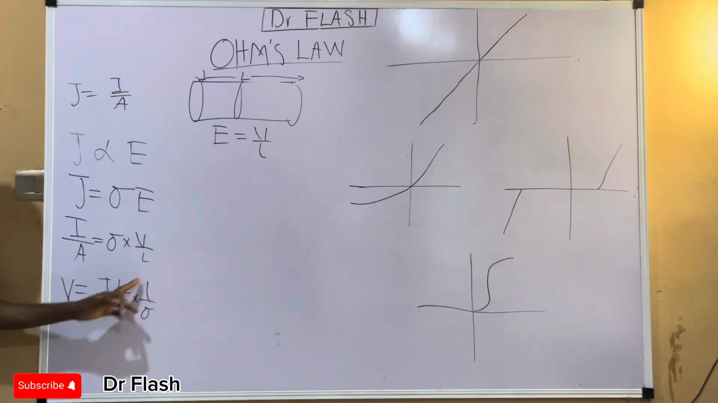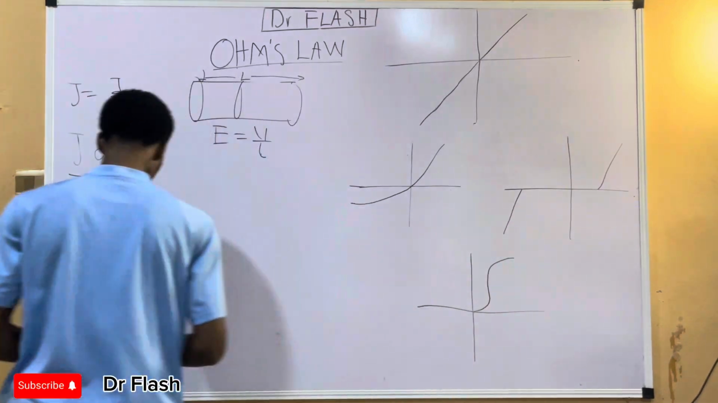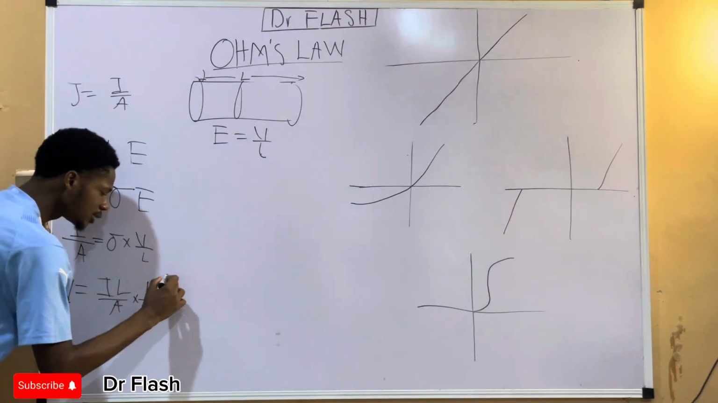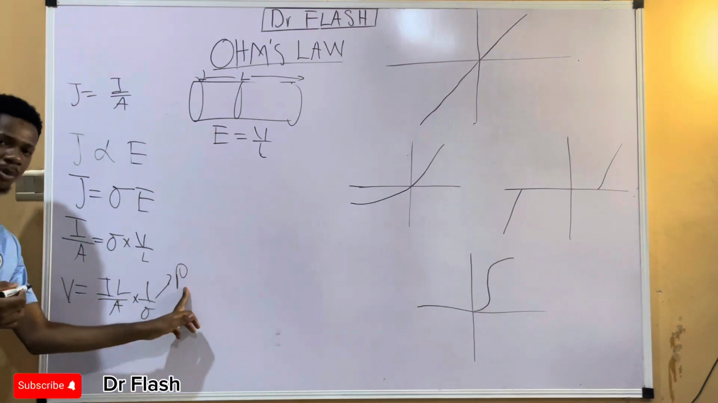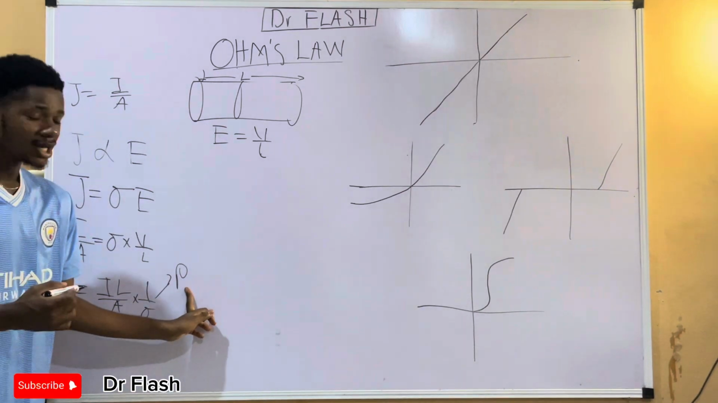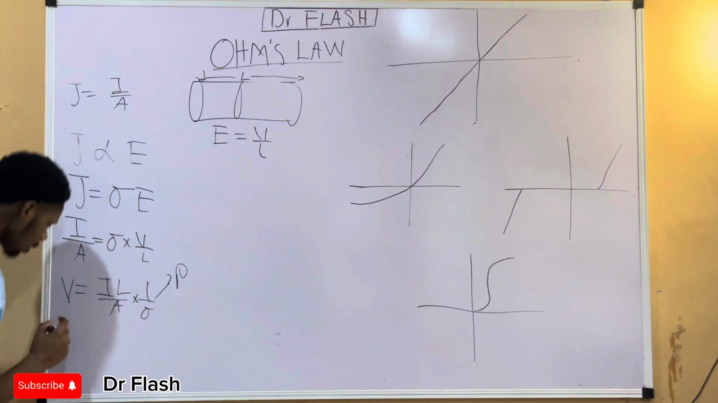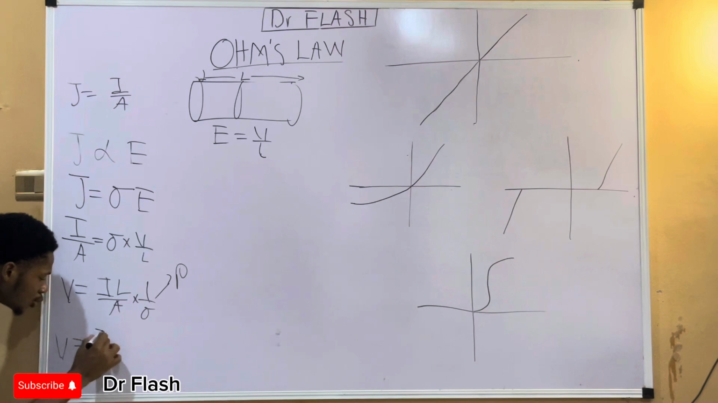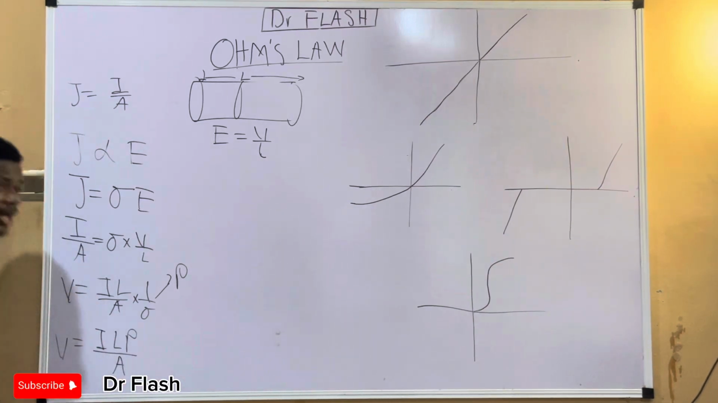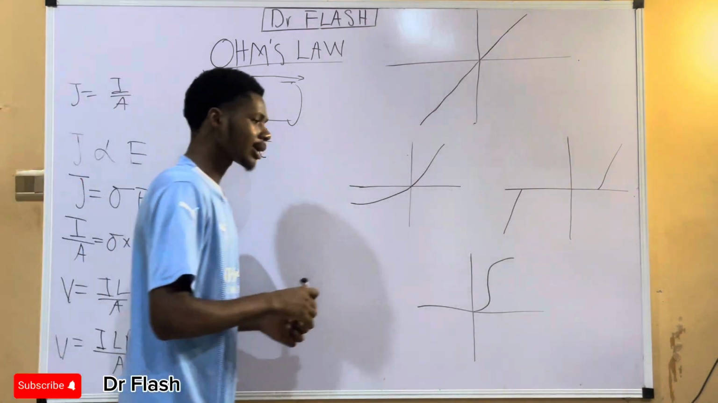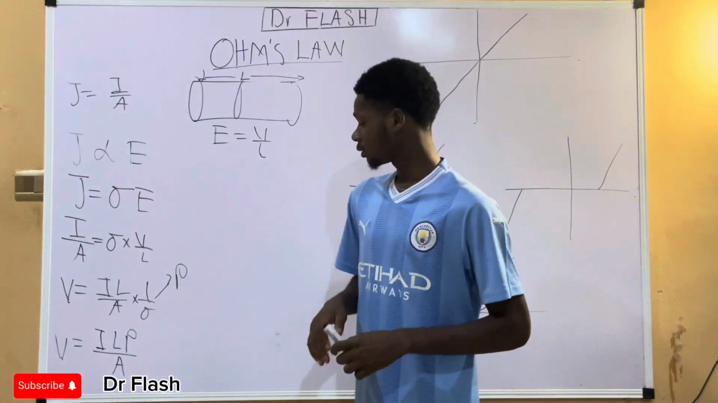What you notice is that I separated 1 over conductivity from it. This is because this 1 over conductivity is still quite important, okay? And this 1 over conductivity is what we're going to represent as rho, where rho represents resistivity. So resistivity is 1 over conductivity. Now let's substitute. We're then going to get V is equal to I L times rho divided by area, another important formula. We're not yet done deriving.